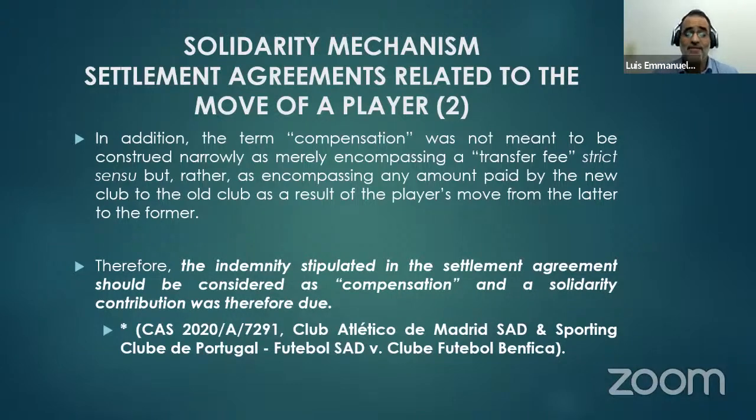Again, there was a breach of contract by the player. The former club and the new club agree on an indemnity amount. That indemnity amount triggers the right to solidarity contribution.